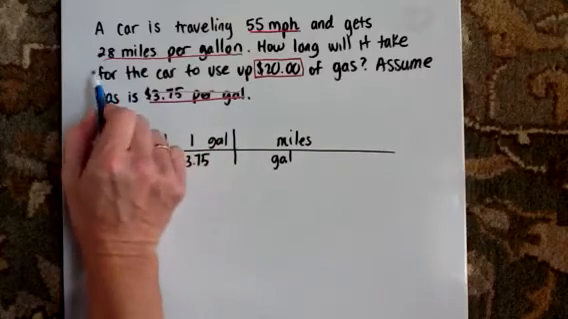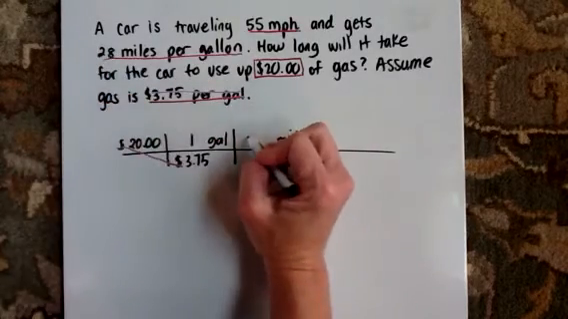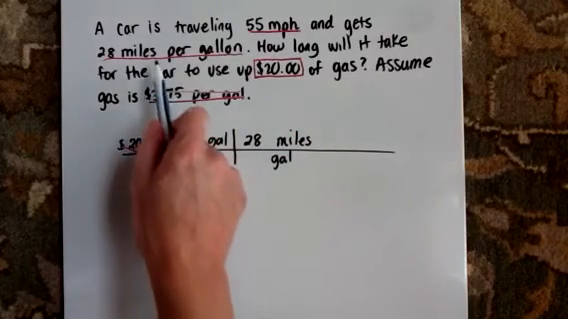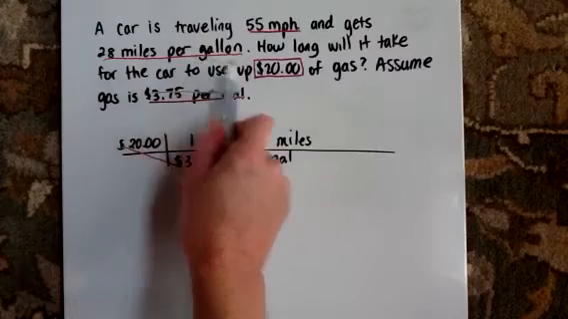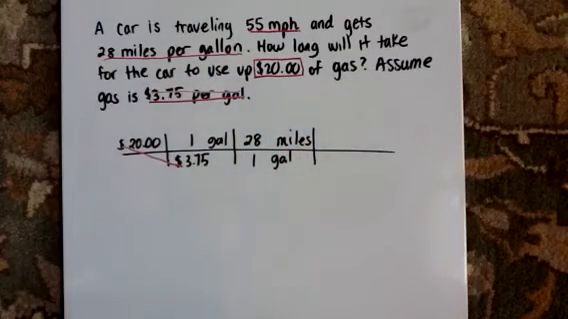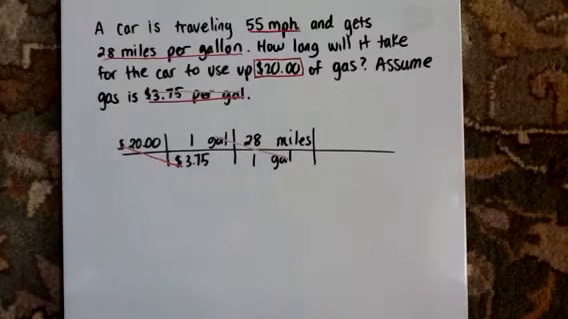And then look where I put the numbers. The 28 goes with the miles because that's the next unit. So I need to make sure the 28 goes up here with the miles. And what is implied is that's 28 miles per 1 gallon. Very good. So on this step, I've gotten the gallons to cancel.